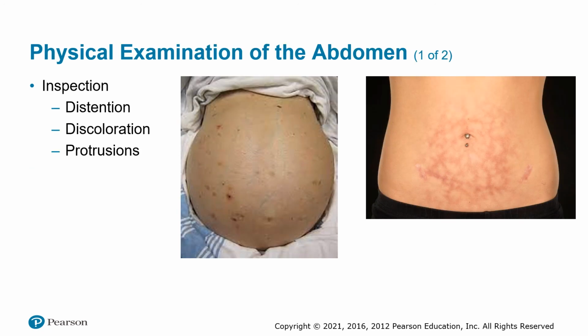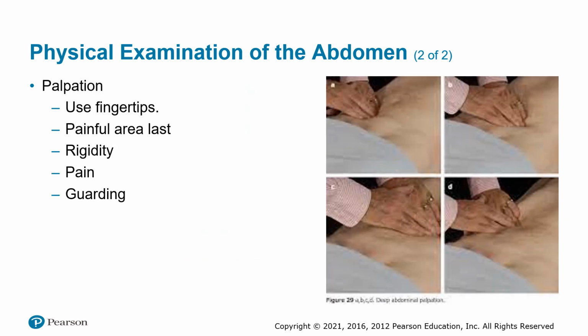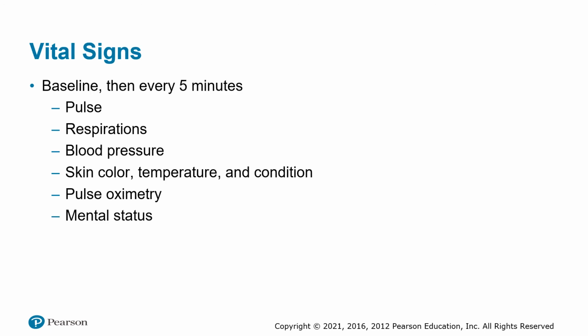When we inspect, we look for distension, which is when the belly distends outside of its normal range. We're going to look for any kind of protrusions, such as a hernia or a palpable mass, and discoloration. Palpate. You're going to palpate the painful area last. You're going to look for rigidity, pain, and guarding as well. Okay. Obtain your baseline vital signs.